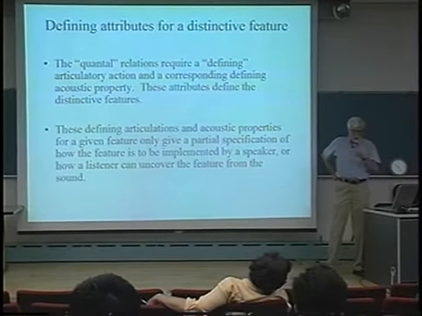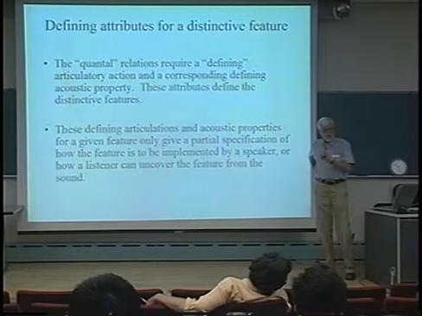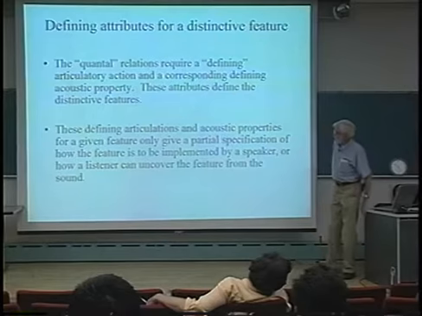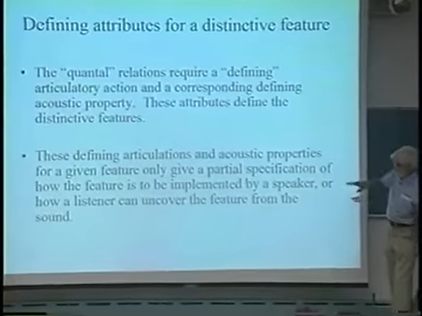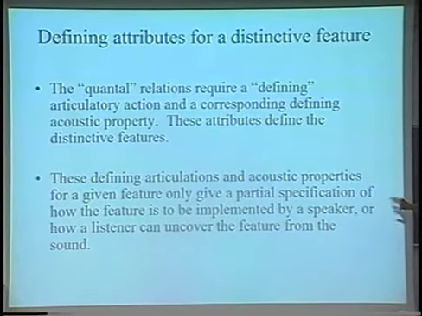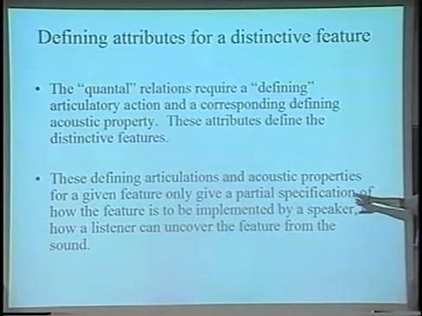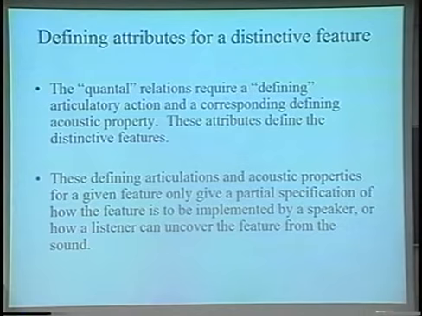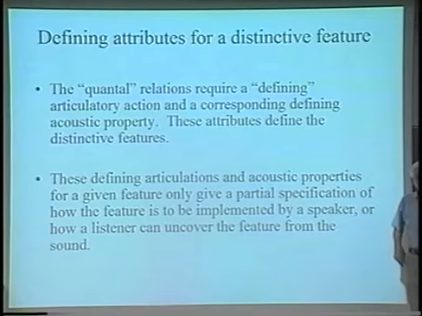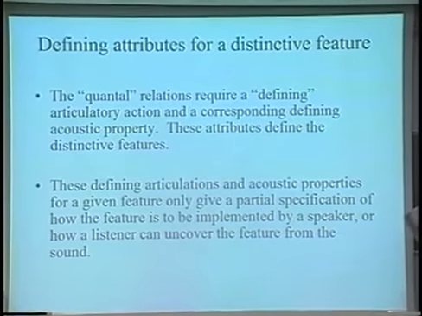Speech recognition would be very simple if that's what happened, right? You always get this acoustics when you make this sound. But that's not the case, as you know. These defining articulations and acoustic properties only give a partial specification of how the feature is to be implemented by a speaker, and for that matter, how a listener can uncover the feature from the sound. So I'd like to now turn to some discussion of why that is and what the sources of variability are that make it not that simple.